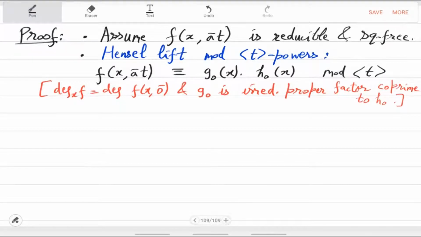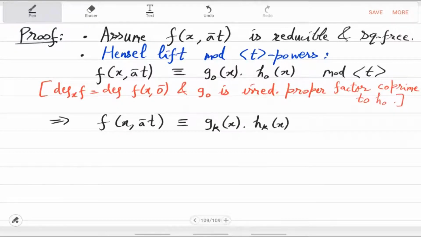So this will then imply that f(x, a bar t) after k times will give you gk(x) times hk(x) mod t to the 2 to the k. Okay, let's call this equation 1. So this is what you get starting from G0 and then repeating this Hensel lifting k times.